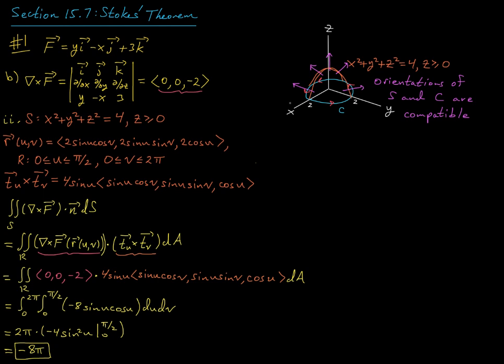And that's exactly what Stokes' theorem says. It says, right, the net circulation over this hemisphere of our vector field is going to equal the circulation down here on the boundary curve.